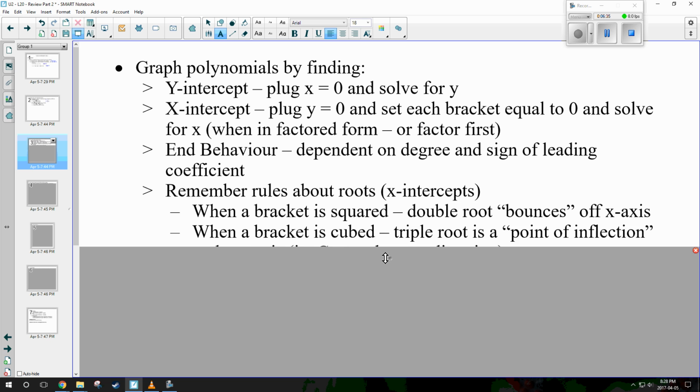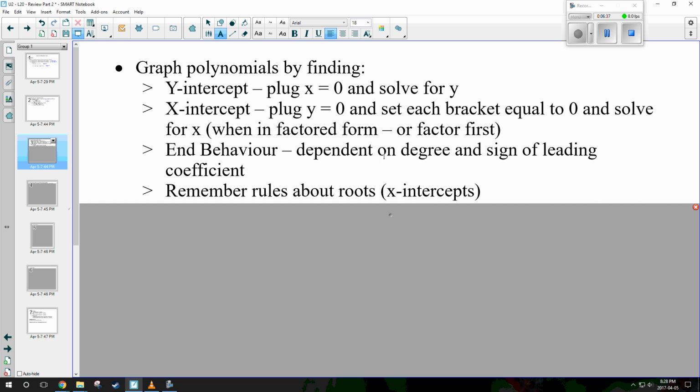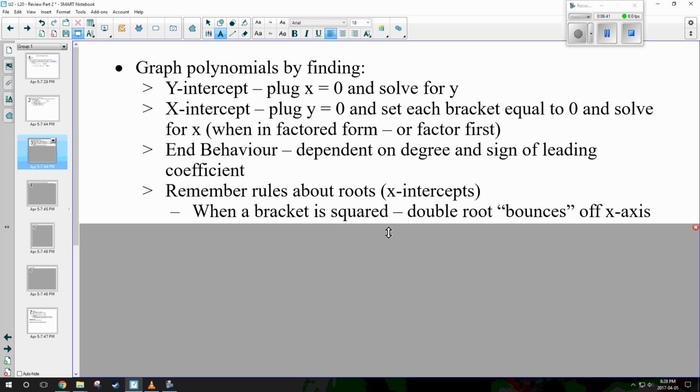Don't forget, there's a couple rules with your roots, aka your x-intercepts. Remember, when the bracket is squared, so that's when there's a 2 above the bracket, that's called a double root, and a double root bounces off the x-axis. It doesn't actually go through it.